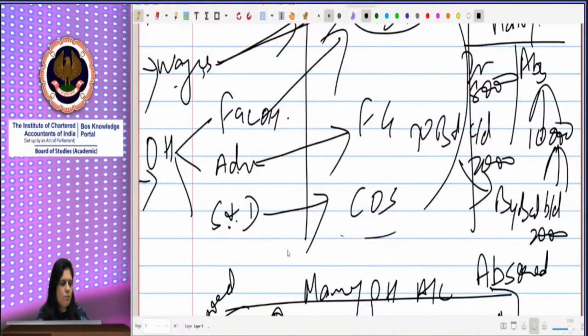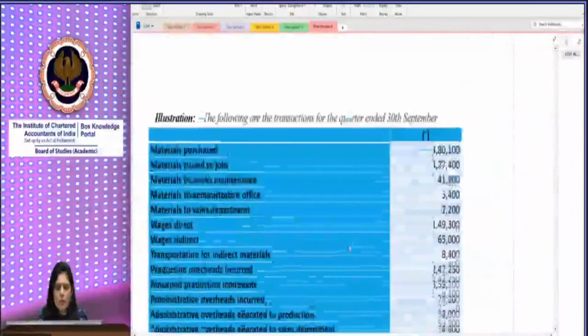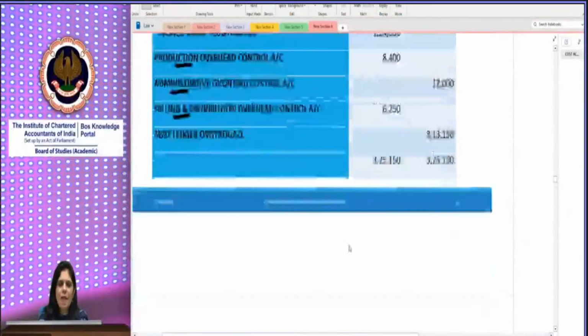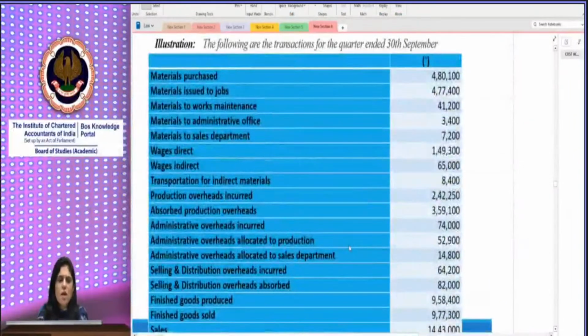So I hope, Bhumika, you must have understood this. Let's quickly move on to this question. This was the trial balance, and now these are the entries. Students, I'll be telling you the entries. You just post the entries very quickly. Let us do this question.